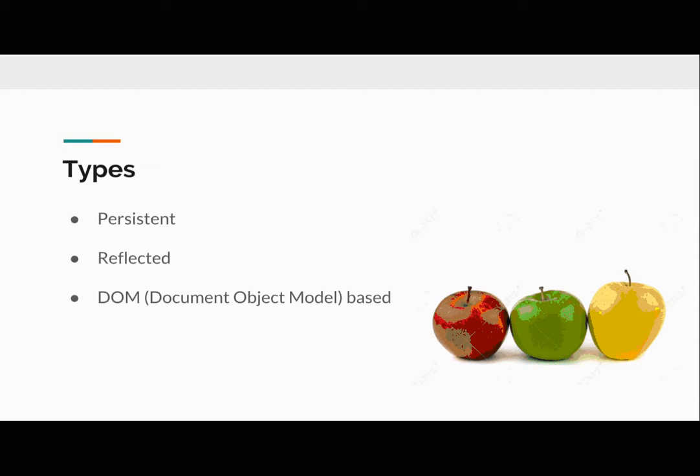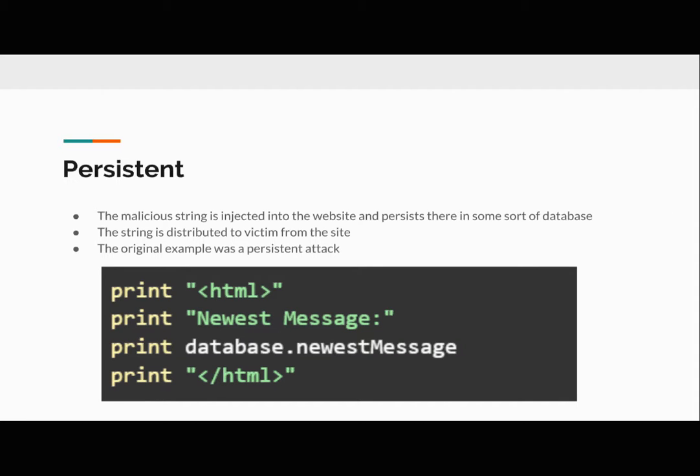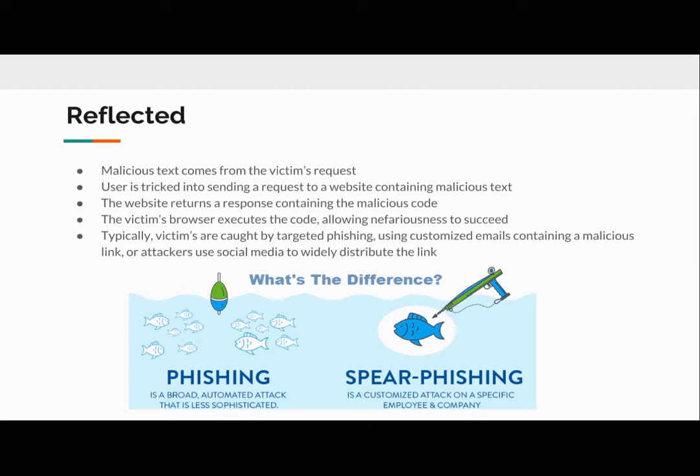So there's three types: persistent, reflected, and document object model based. In persistent, the first example that we showed was persistent. Some sort of string is injected into the website and persists there in some sort of database, and from the database is distributed to the user, right? So the next example is reflected.